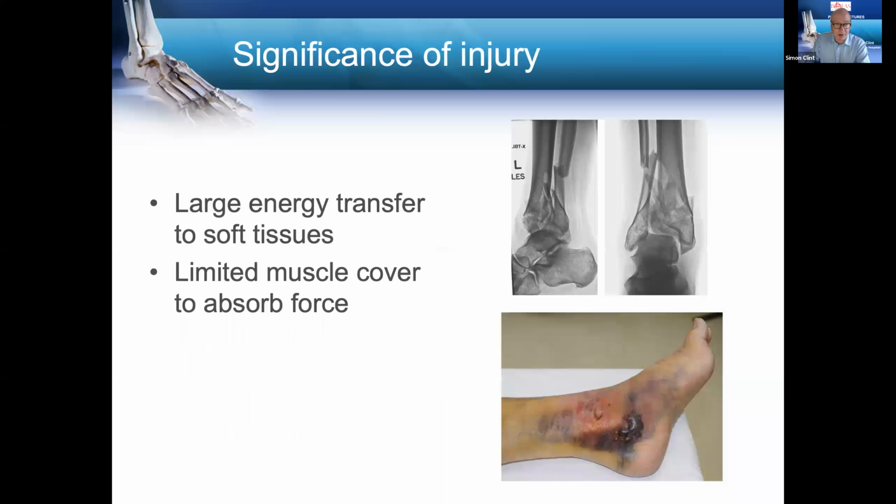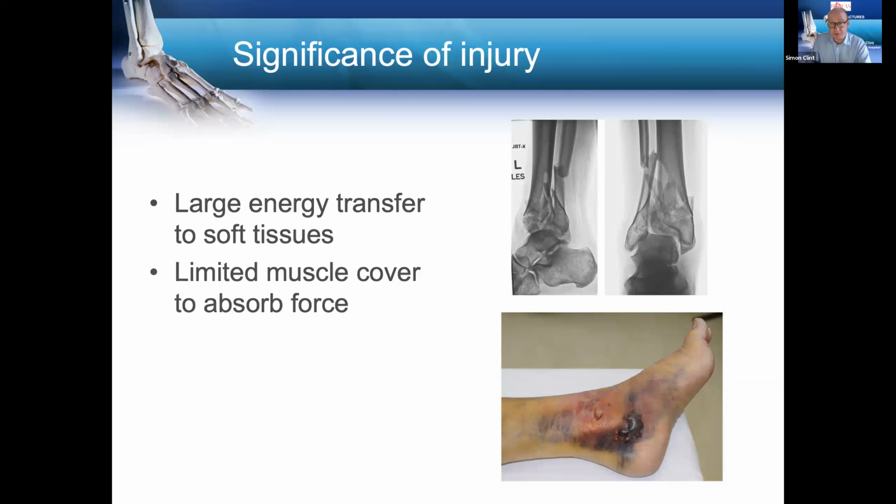And why is that significant? Well, if you imagine the talus is smacking through the distal tibia, that's a high concentrated load. And as the tibia fails and shatters, there's a transference of that energy from the bone to the surrounding soft tissue. And unfortunately, around the ankle, there's very little muscle indeed. And really, it's just a little bit of adipose tissue, a few stringy tendons, and some skin to absorb that force.